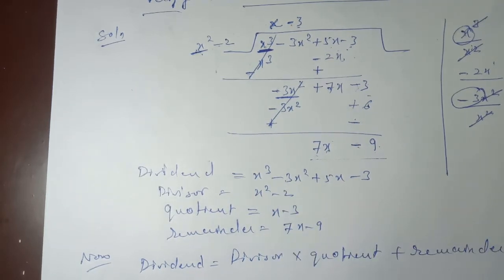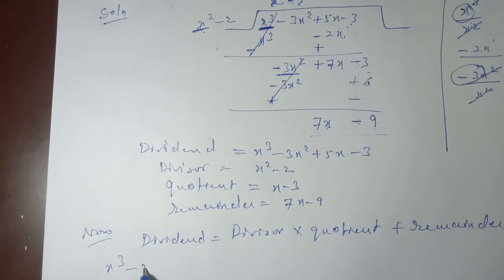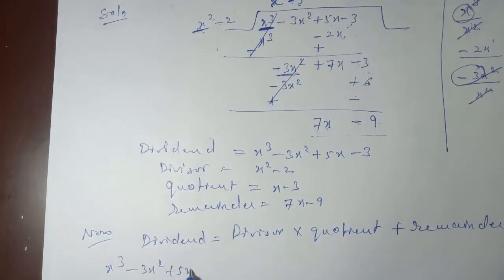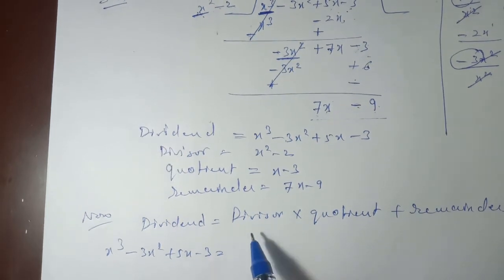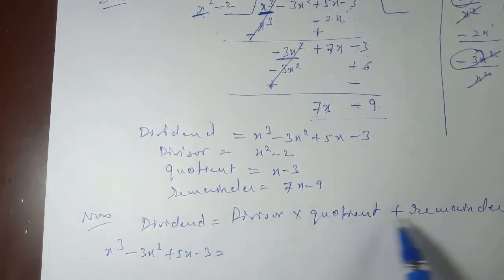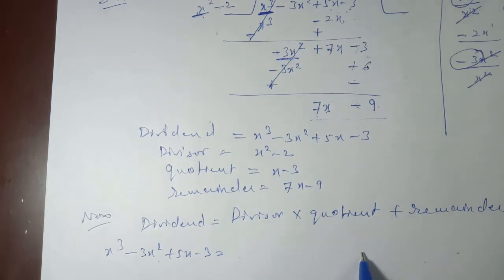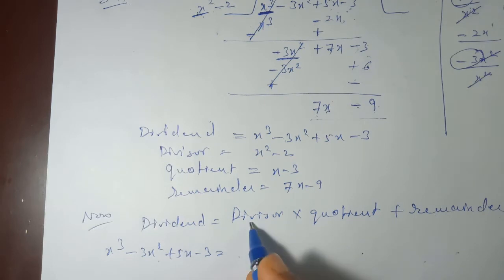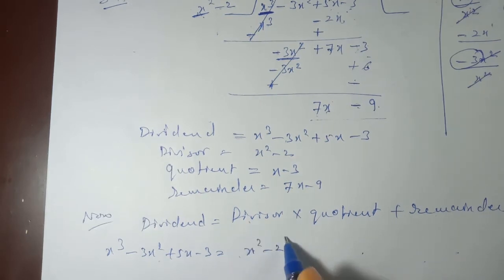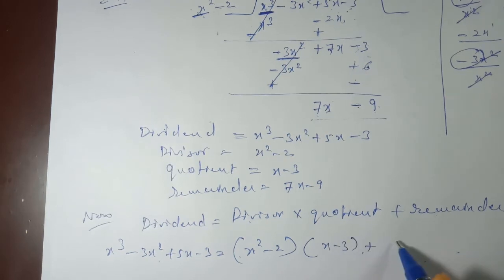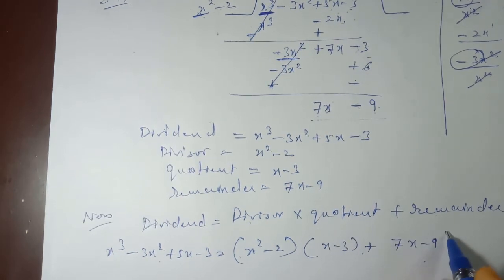Dividend means this term we have to write down, x cube minus 3x square plus 5x minus 3. There is no calculation on the left hand side, we just have to do the calculation on the right hand side, and we have to compare both the sides. The right hand side should be equal to the left hand side, then only it will be verified. Divisor we have x square minus 2, let us keep it in the bracket. Quotient we have x minus 3, and remainder we have 7x minus 9.